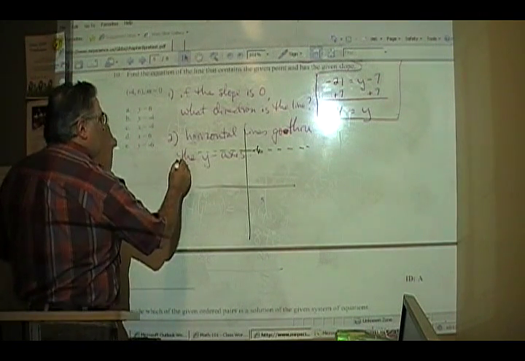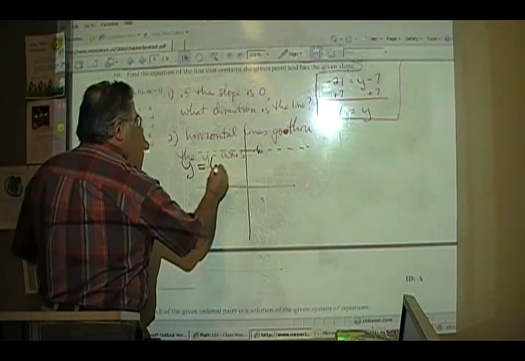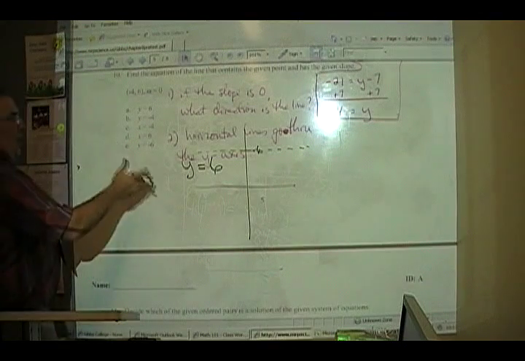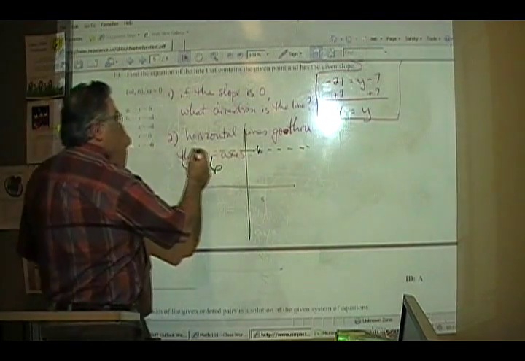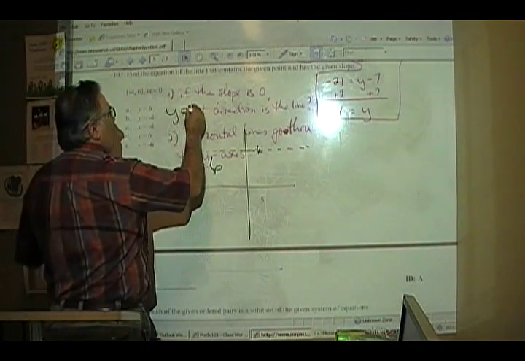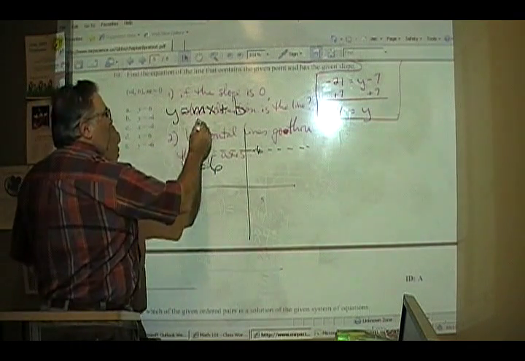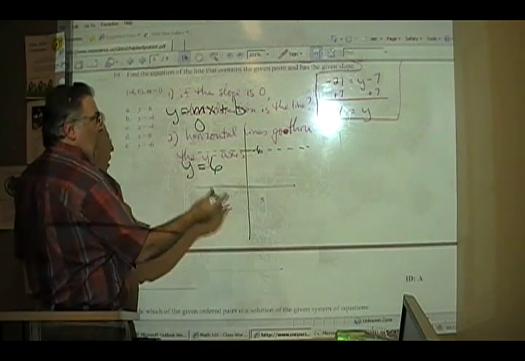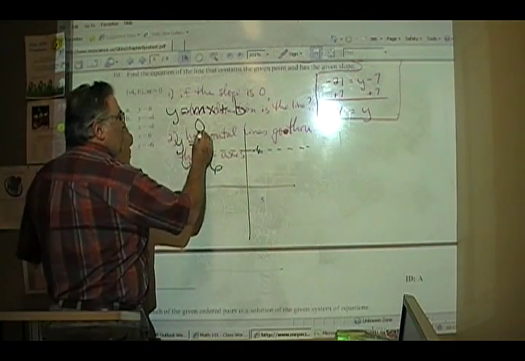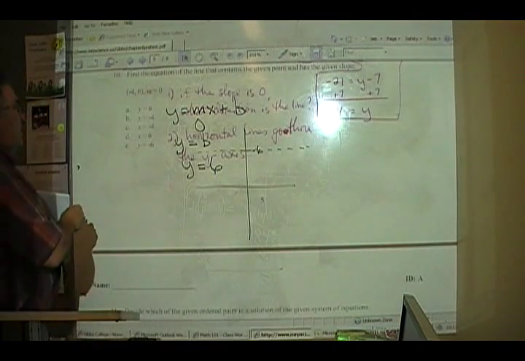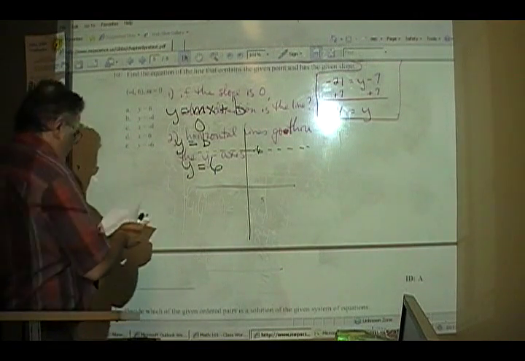So the equation then is y equals 6. It doesn't matter what x is because it's a flat line. See, if we use that equation y equals mx plus b, and we're saying m is 0, what's 0 times x? 0. So really y equals b. It equals the y-intercept. And the y-intercept is 6. Number 11.